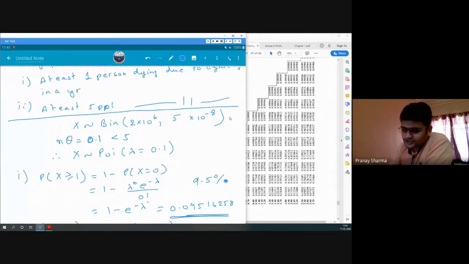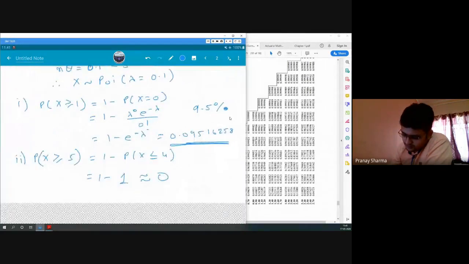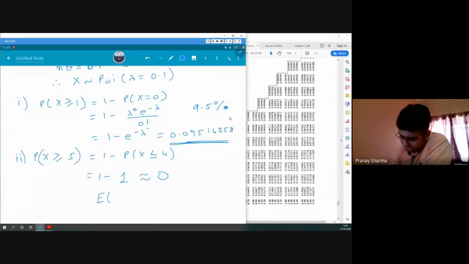Okay. Now this is how actually insurance works. What happens is I can find the expected value of people dying. We know the expected value of a Poisson distribution is going to be lambda, that is 0.1. So I'm expecting 0.1 people dying each year. That means I would say within 10 years, I am expecting one person to die.